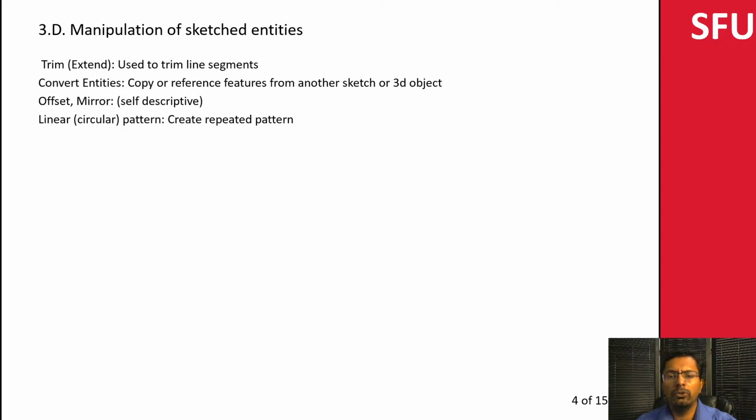This is mostly useful for 3D drawings. We'll get to it at a later point. We can do an offset or a mirror, and then we can do patterns, either linear or circular, or kind of repeated patterns. So let's quickly look at how you do this. Let's switch back to the screen over here.